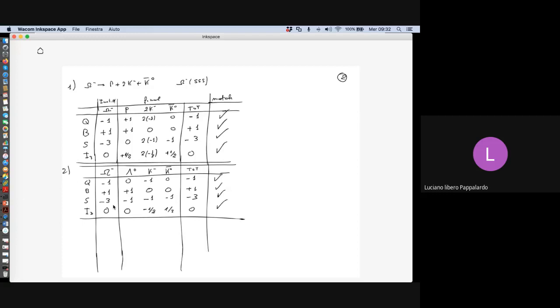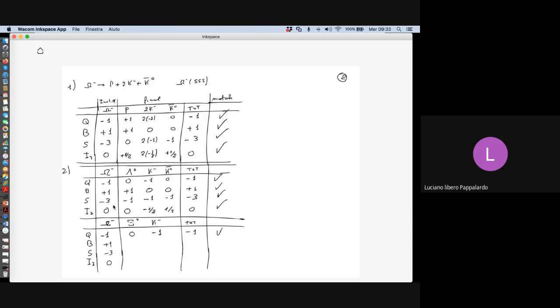And now let me go through the last one. So we have still the omega minus. And now we have the xi 0 and the K minus. For the omega it is always the same: -1, +1, -3, 0. Now, the xi 0: the charge is 0, and the charge of the K minus is -1, so the total is -1, and we are happy.